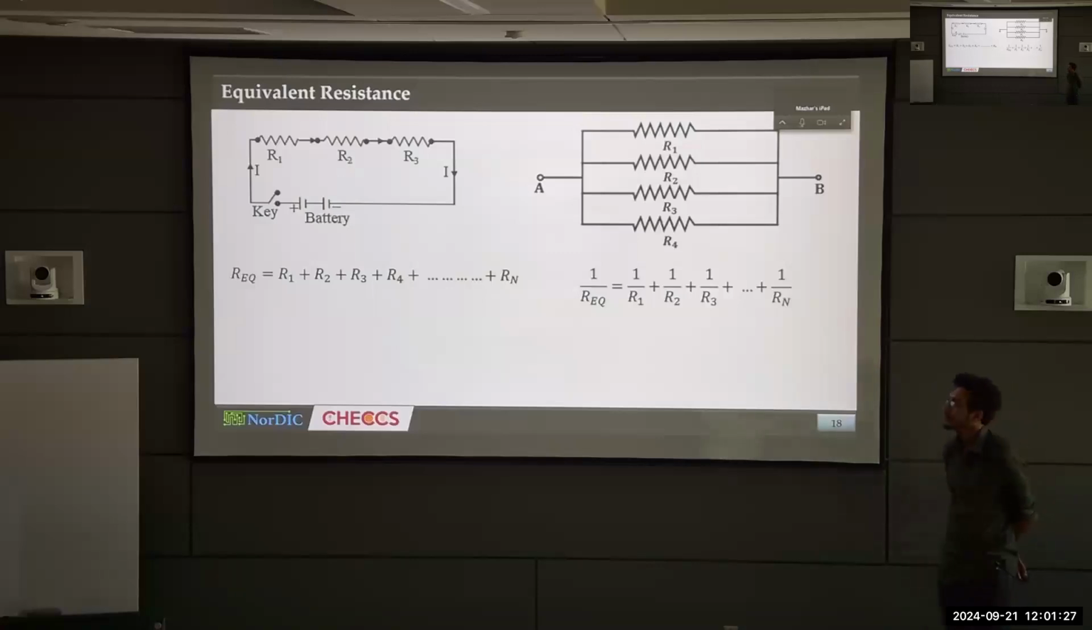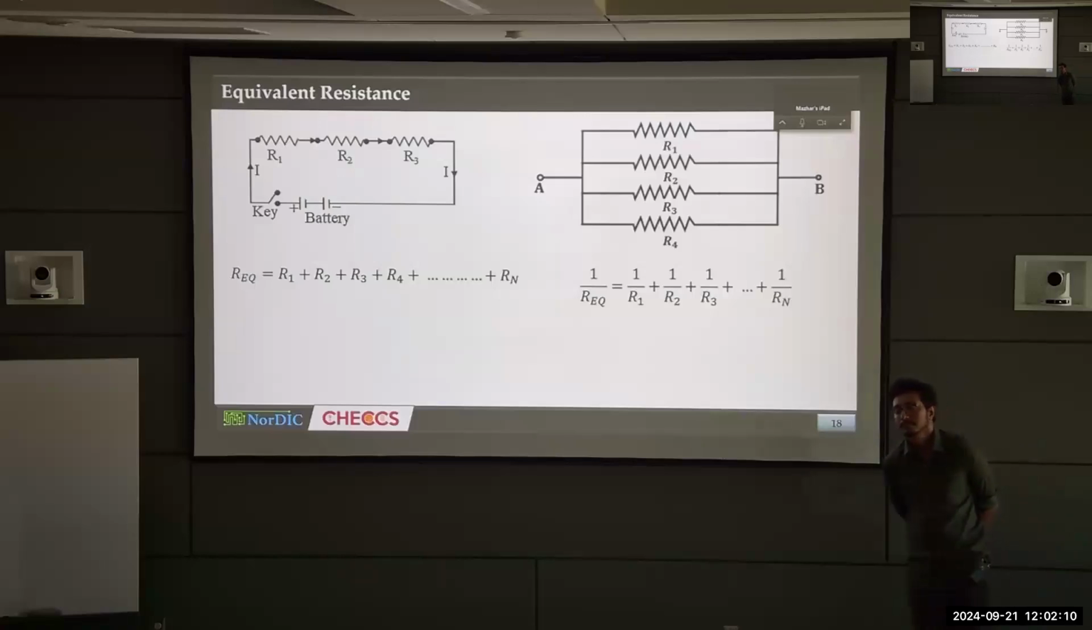If you go to the one on the right, what do they have in common? Voltage. It's a dual, okay? The voltage between A and B is the same. But the current in the first branch is equal to the voltage divided by R1. The current in the second branch is V over R2, in the third branch V over R3, and in the fourth branch V over R4. So each branch will have a different current, but all of them will have the same voltage.